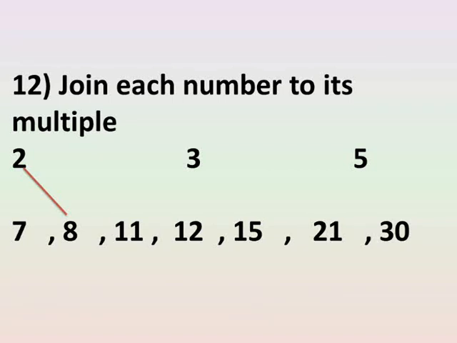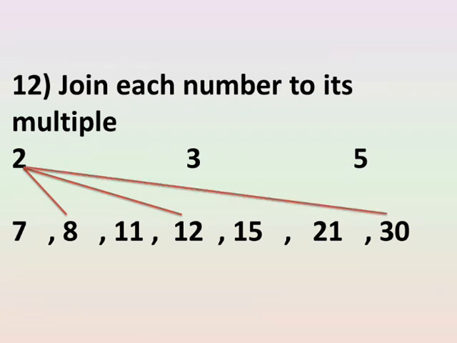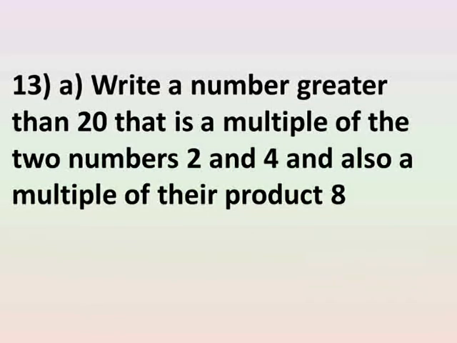Okay, number 12, join each number to its multiple. The multiples of 2 are the even numbers: 8, 12, 30. Multiples of 3: it won't work with 7, 8, or 11, so it's 12, 15, 21, and 30, which is 3 by 10. The multiples of 5 are the numbers which start with 0 or 5, the units digit being either 0 or 5. So there is only 15 and 30. Okay, they are the ones that end with 0 or 5.